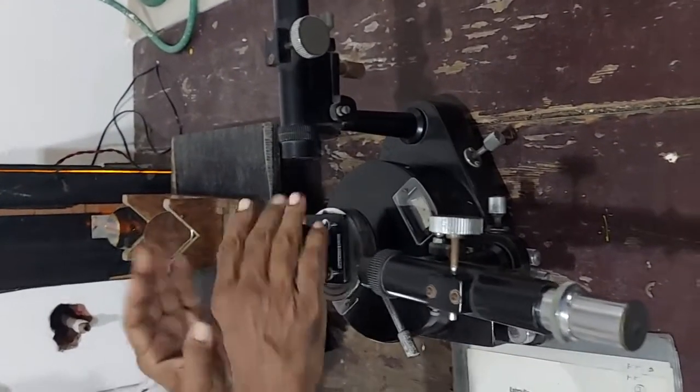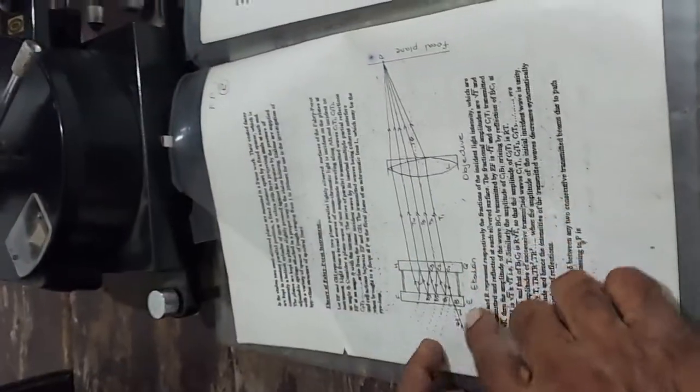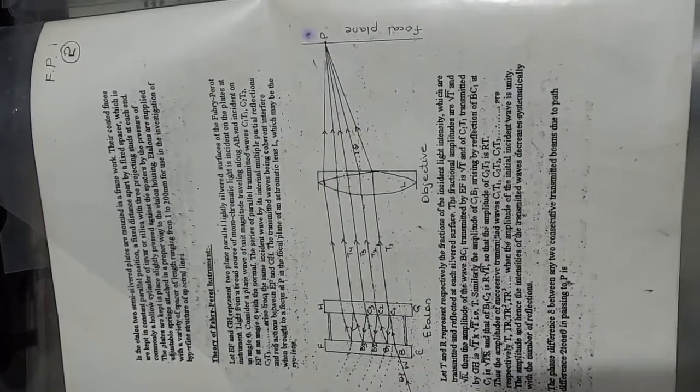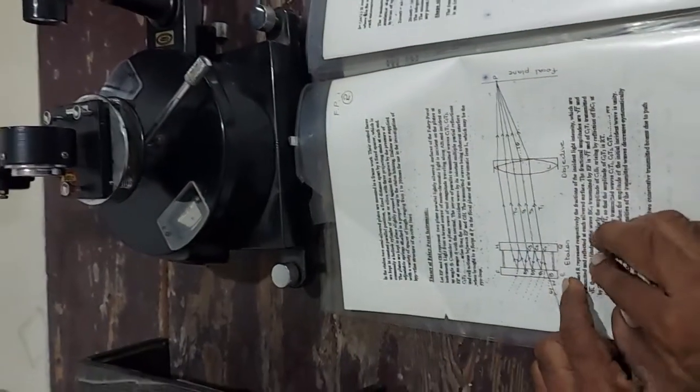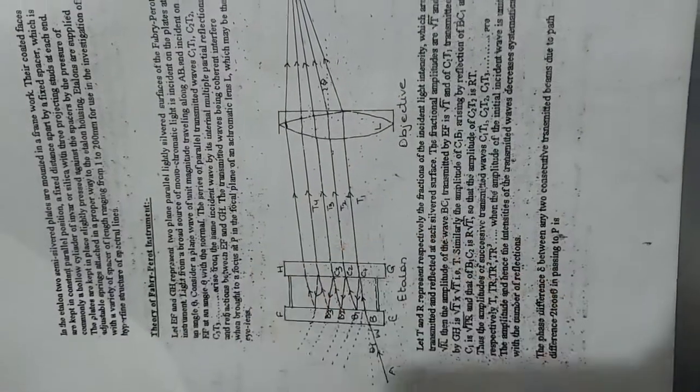Now, what is a Fabry-Perot etalon? This is a Fabry-Perot etalon. You cannot see the inside structure, but a Fabry-Perot etalon consists of two high quality glass plates or quartz plates EF and GH. You can see in the diagram, EF is one glass plate, GH is the other glass plate.